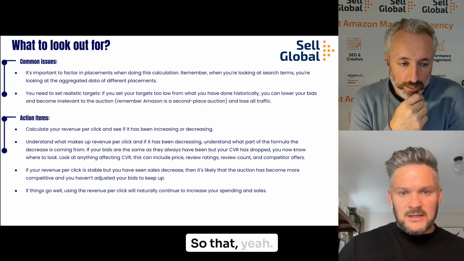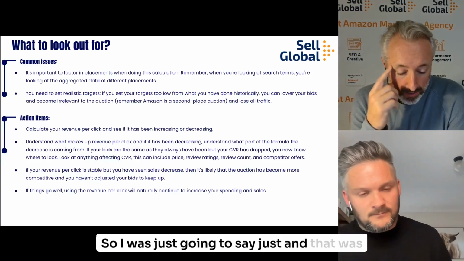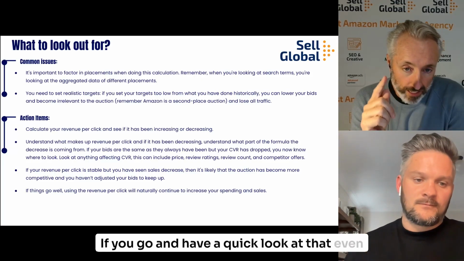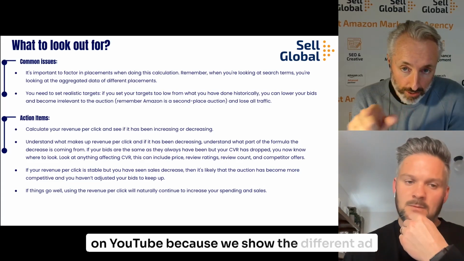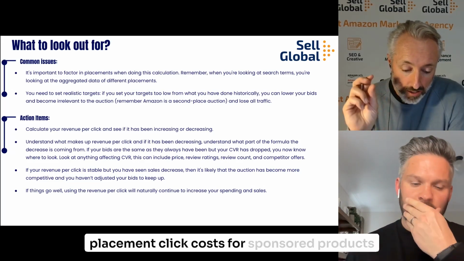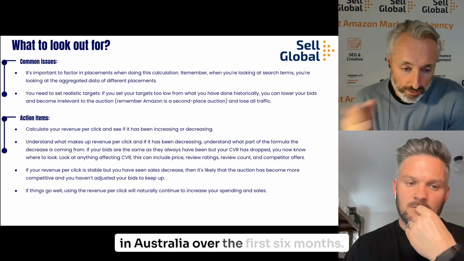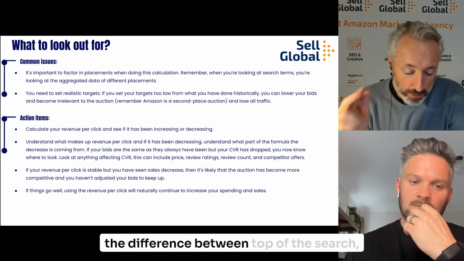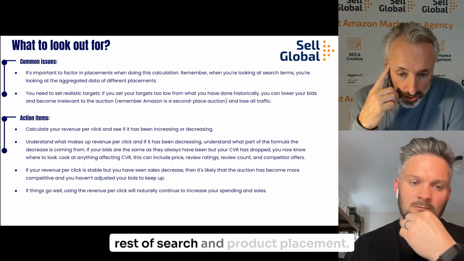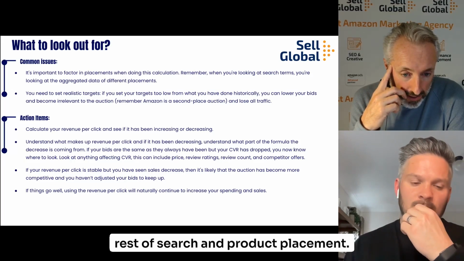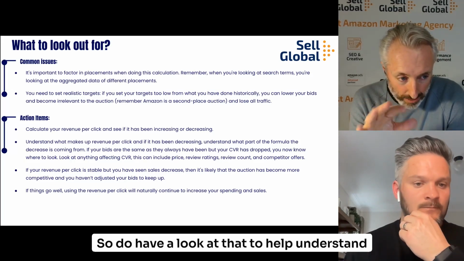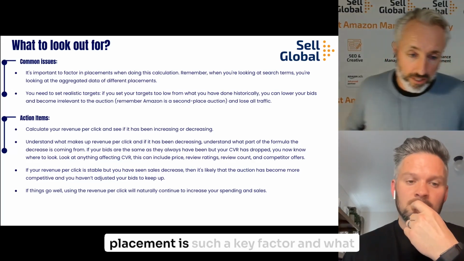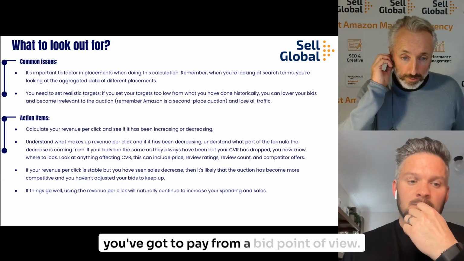So I was just going to say, and that was what I was referring to before, episode 47. If you go and have a quick look at that, even on YouTube, because we show the different ad placement click costs for sponsored products in Australia over the first 6 months. And I think you'll be quite surprised as to the difference between top of the search, rest of search, and product placement. So do have a look at that to help understand what Seb was saying there, because again, your placement is such a key factor in what you've got to pay from a bid point of view.